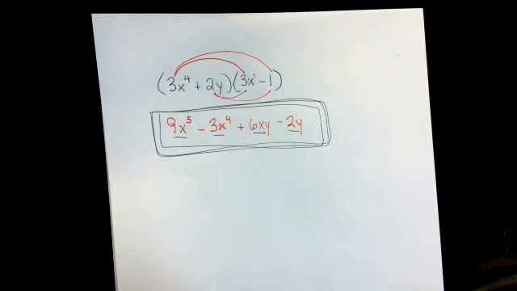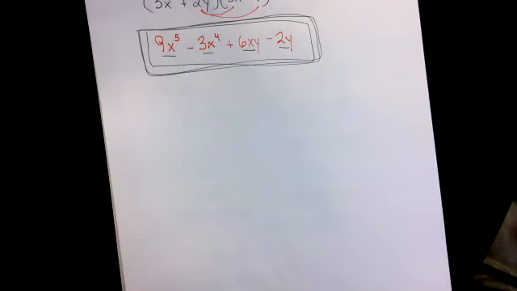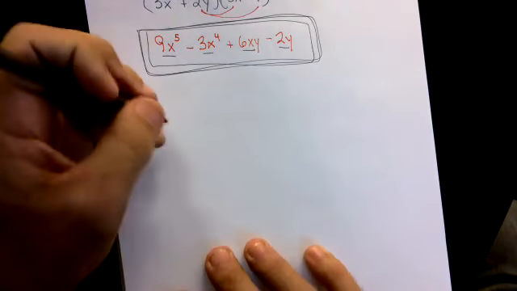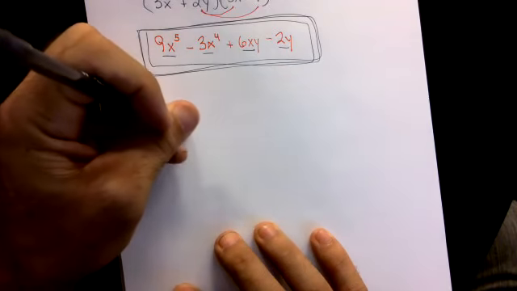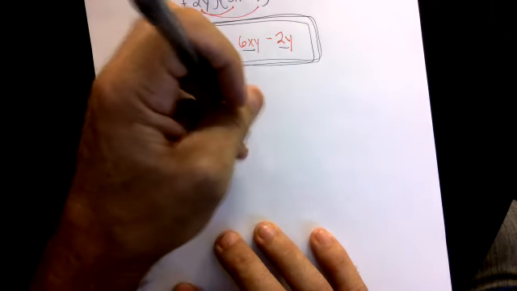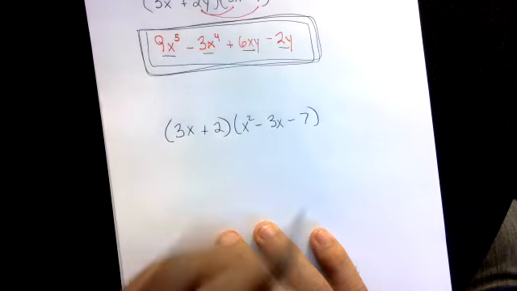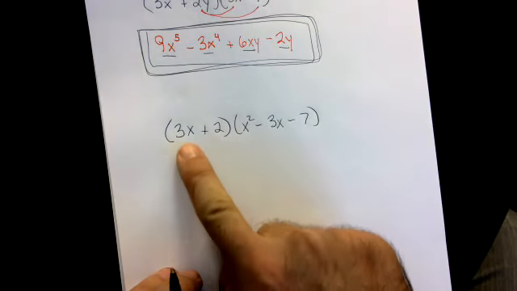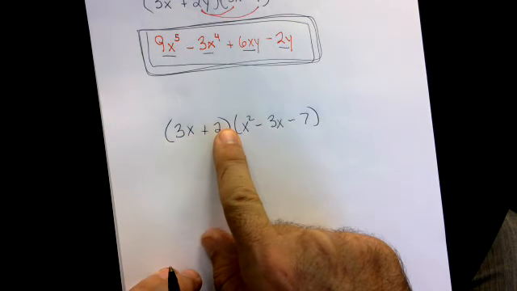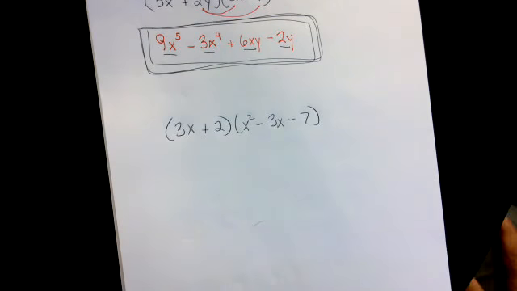All right, I'm going to do one more example. This is as ugly as it gets. So this is the worst possible problem you'll see within a unit like this. If they give you 2 terms times 3 terms, okay? Again, we got to distribute all of this stuff.